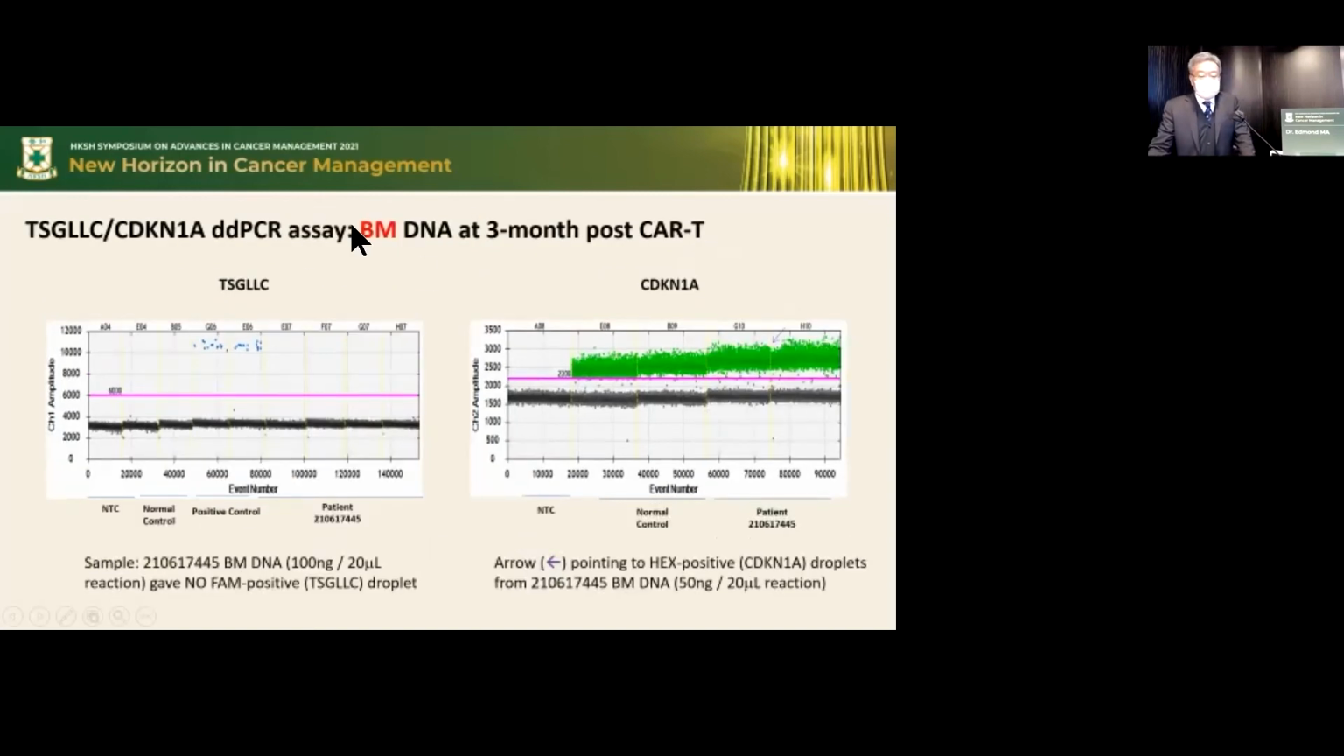However, the bone marrow sample at 3 months shows no detectable CAR T cells. So at 3 months, CAR T cells are detectable only in the peripheral blood, but not in the bone marrow.